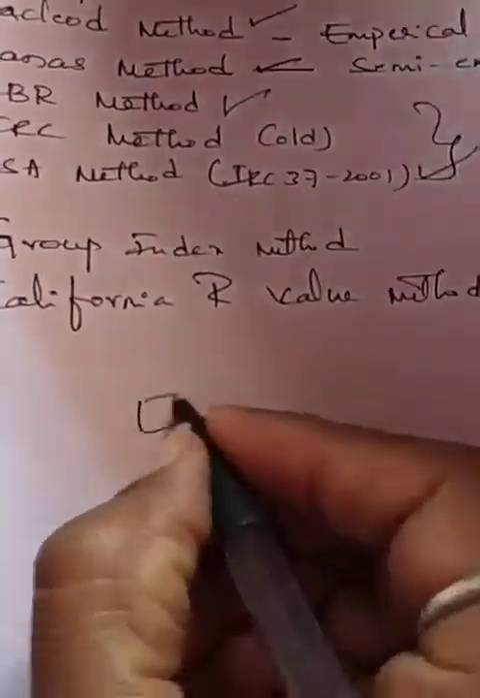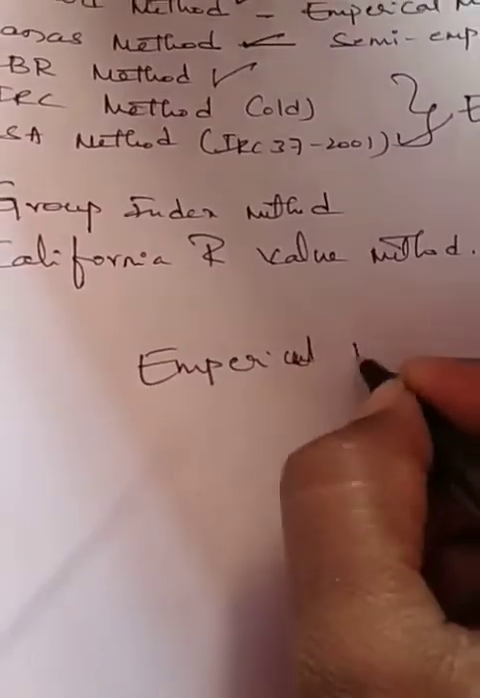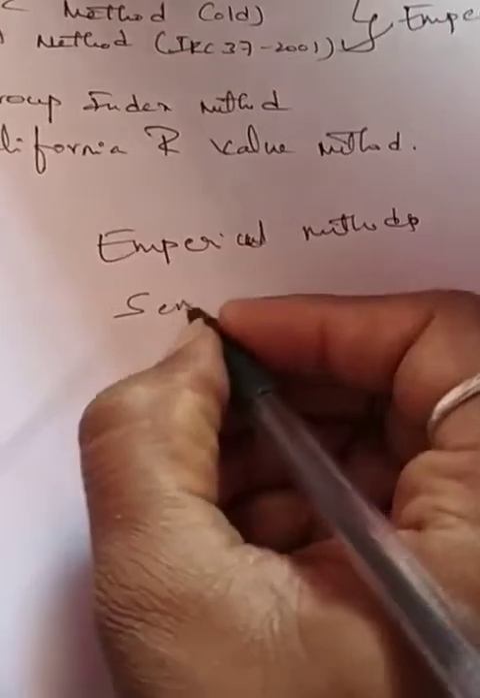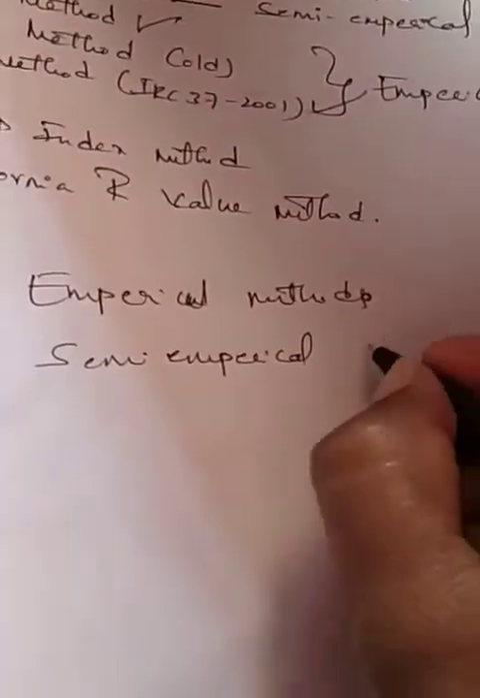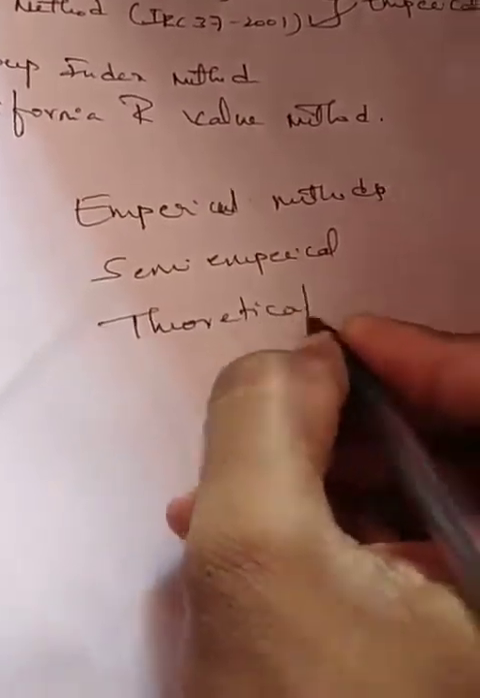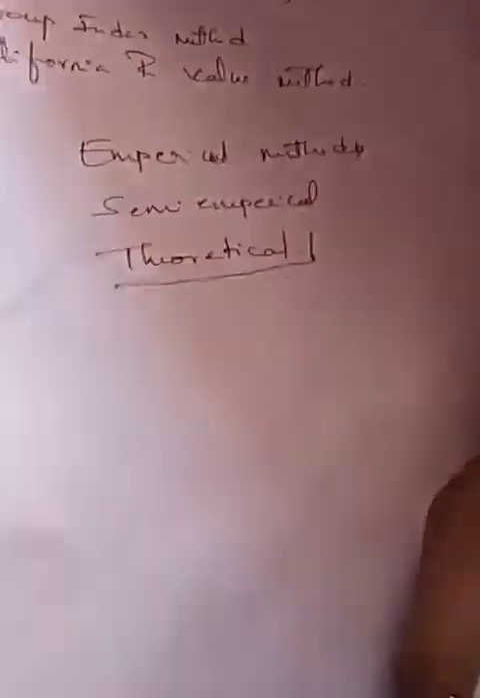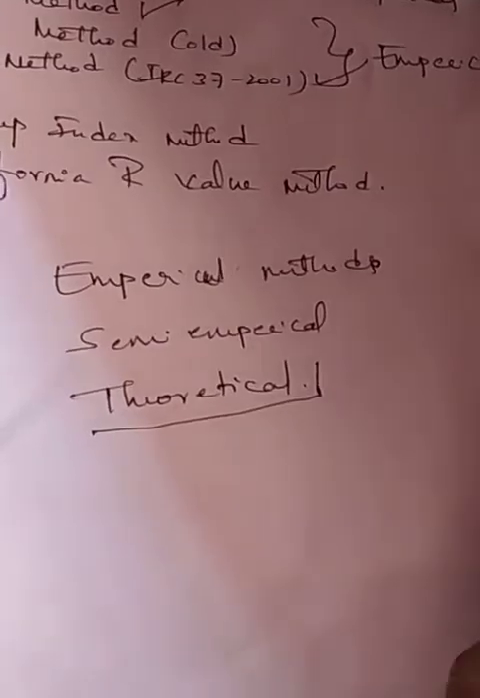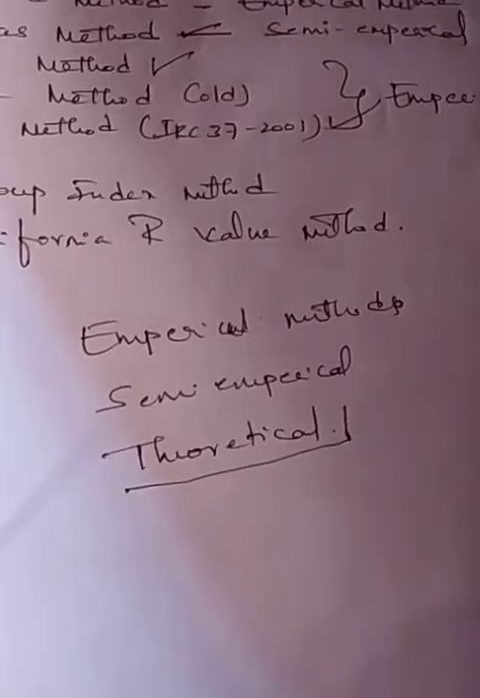empirical methods, semi-empirical, and theoretical. Out of which, theoretical methods we already discussed, that is Boussinesq single layer theory, based on Burmister's 2-layer theory or 3-layer theory, that comes under theoretical methods.